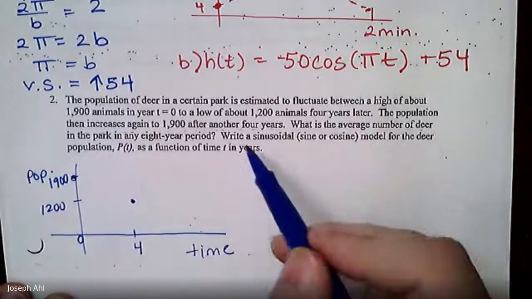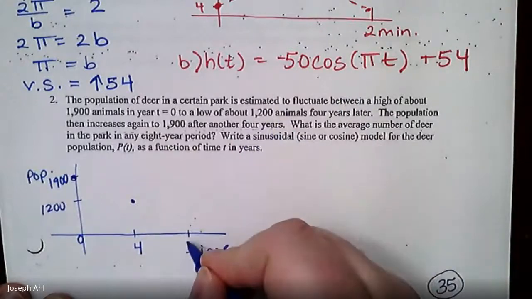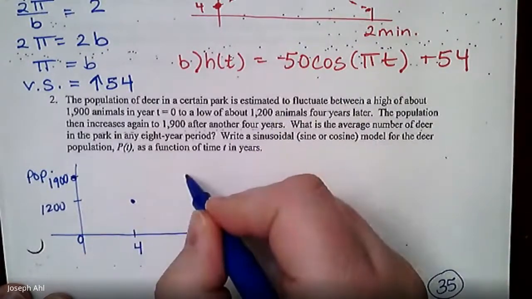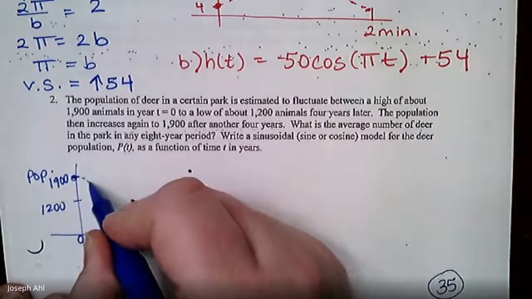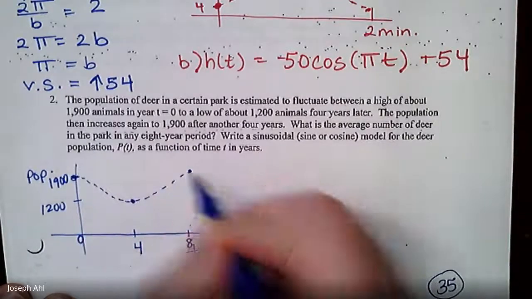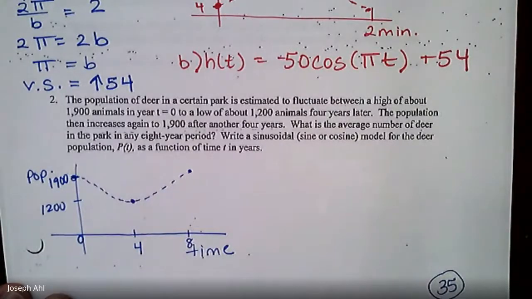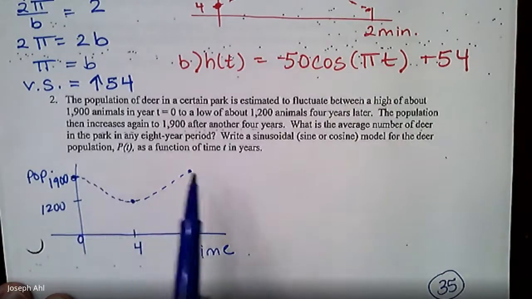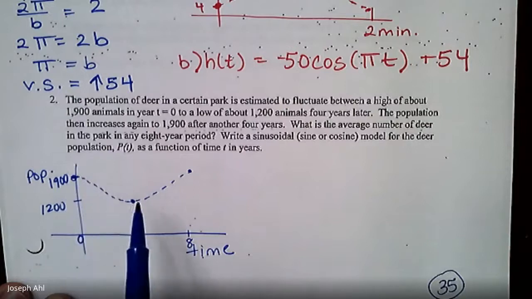And then if I go another 4 years after that, it does go back to the population it was at its max of 1,900. So we see a graph that looks something like this. Once I sketch that graph, it's going down to the lowest amount and then back up to the highest amount in a period of 8 years.